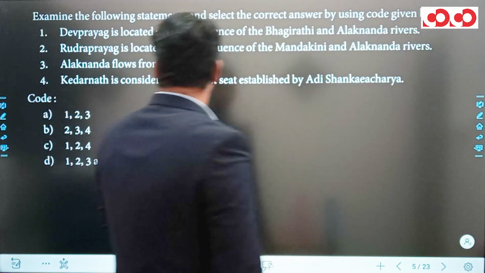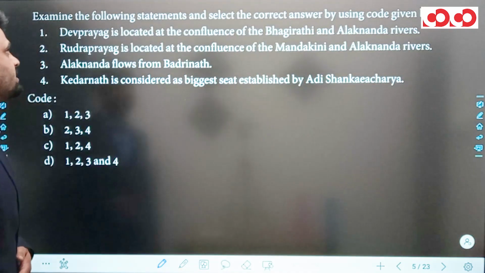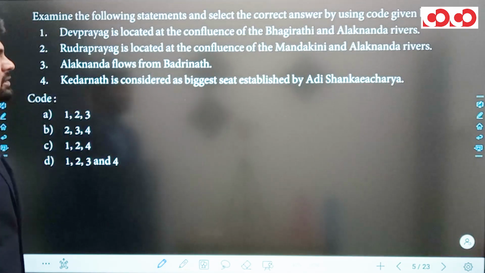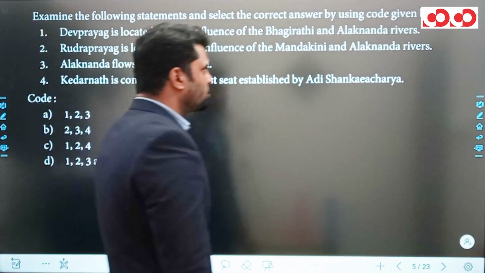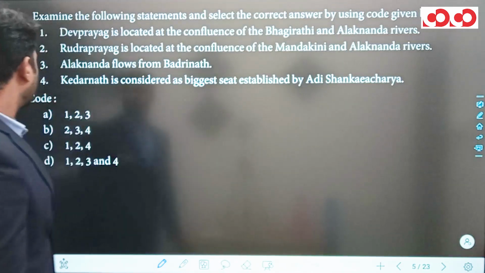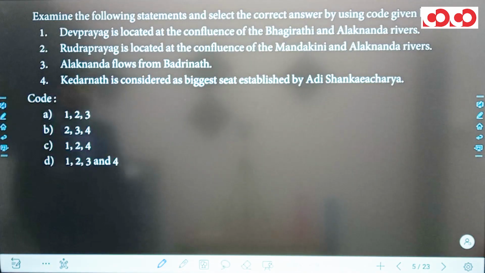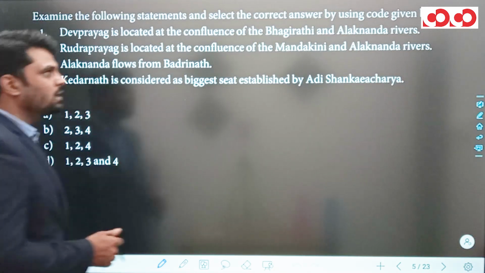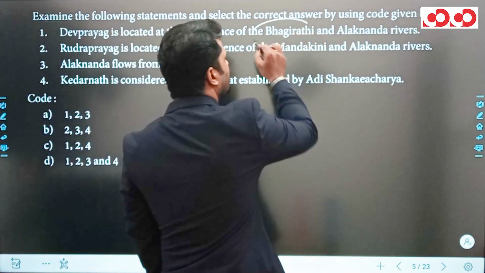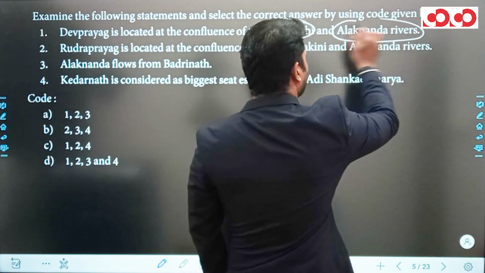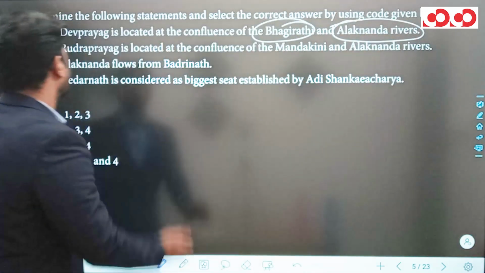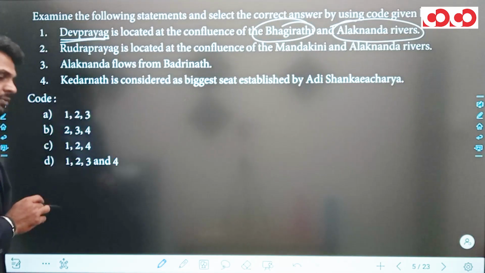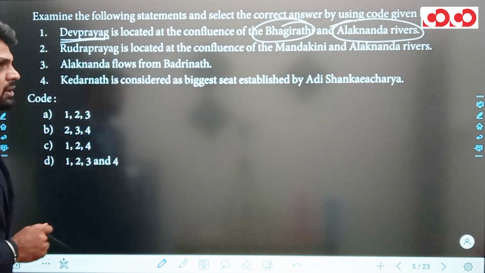The next question is also based upon Ganga river system. Question says, examine the following statements and select the correct answer by using the code given below. Four statements are given in this question. First statement says, Devprayag is located at the confluence of Bhagirathi and Alaknanda river. First statement is saying about Devprayag, situated at the confluence of Bhagirathi river and Alaknanda river.